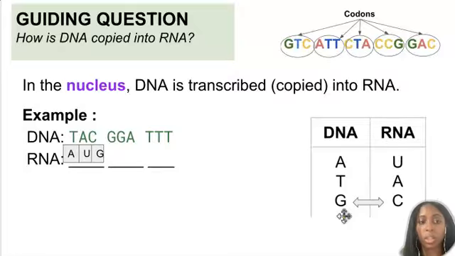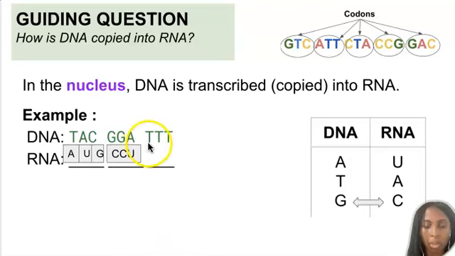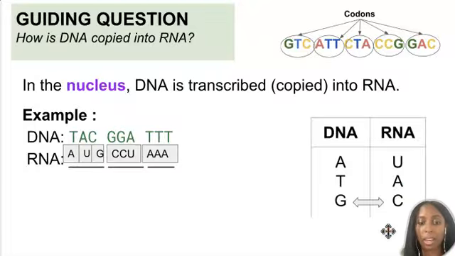If we continue, that G in DNA pairs with C, so we should have C, C. That third one pairs with U. So our RNA codon should be CCU. And this one is super easy because we have the same letter 3 times in a row. That T in DNA always pairs with A in RNA. So we're going to have AAA.